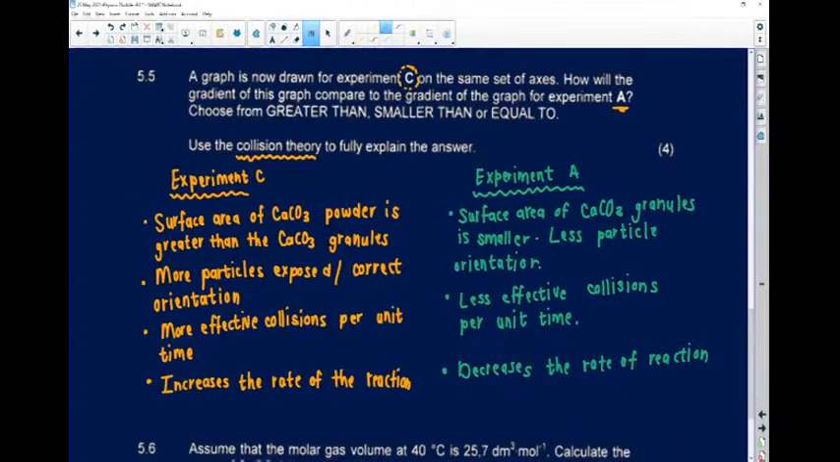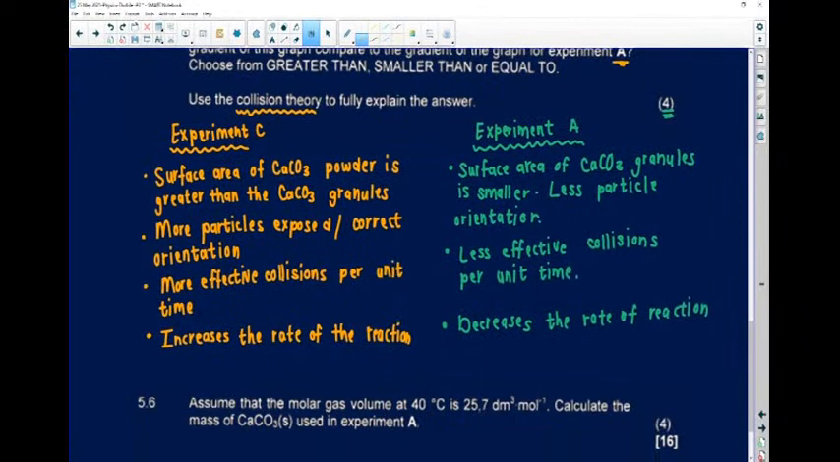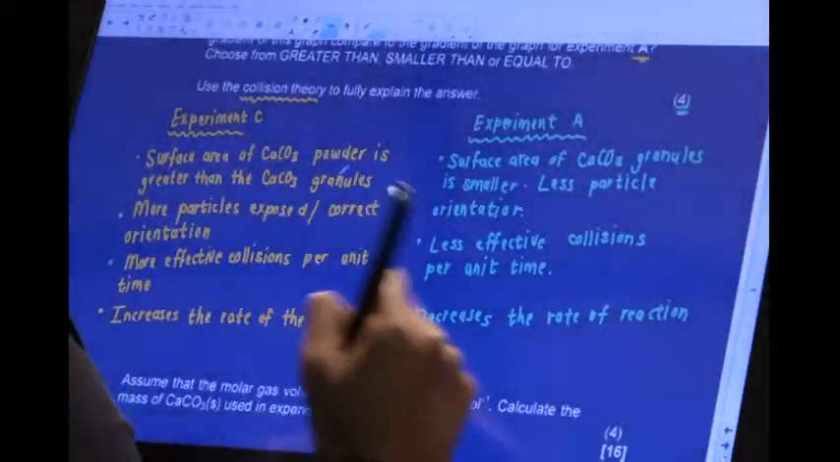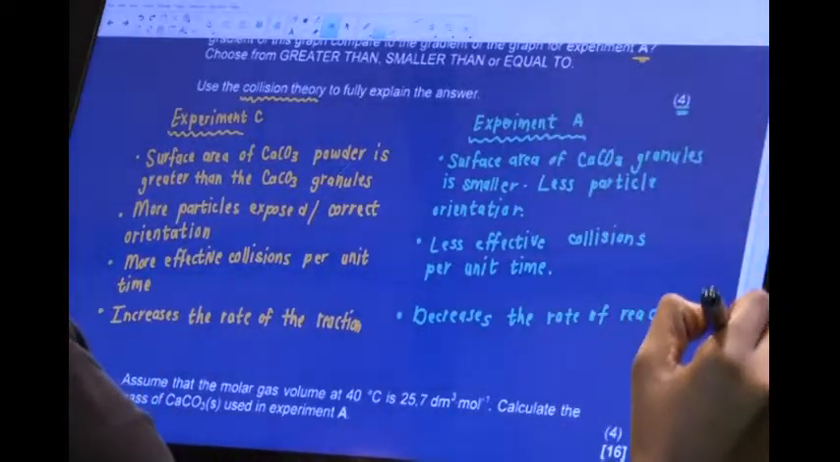So you could have said it in any way. So now I see that there's 4 marks. I would have 4 valid points on how to explain it. For experiment C, I focus on it being powder and how powder was then faster than the granules. You must say it step by step to show the examiner that you know exactly what's going on.